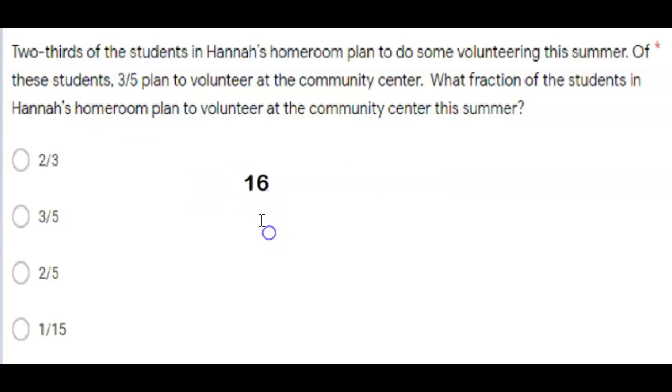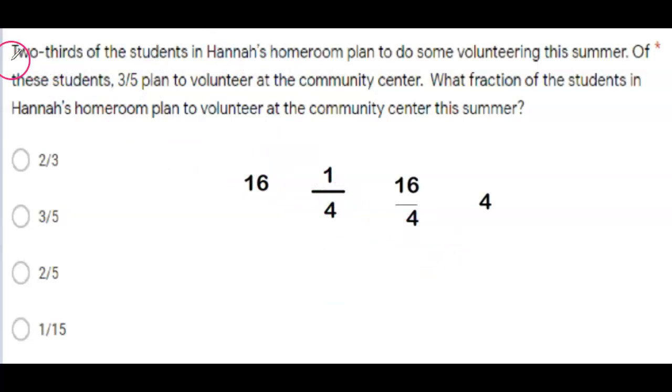So let's say there's 16 kids and we're trying to figure out 1/4 of them, okay? So out of 16 kids, 1/4 are going to volunteer at the community center. I'm making up numbers right now, by the way. What would I do to figure out how much 1/4 of 16 is? I would just multiply them, right? 16 times 1/4, and I'd get 16/4. And I would divide and just get 4. So I know my answer would be 4.